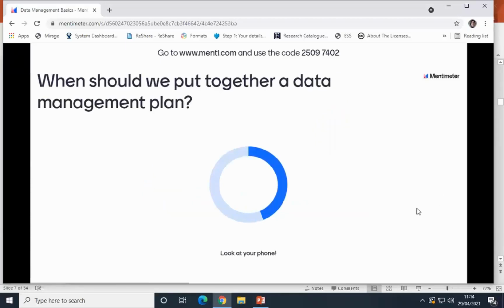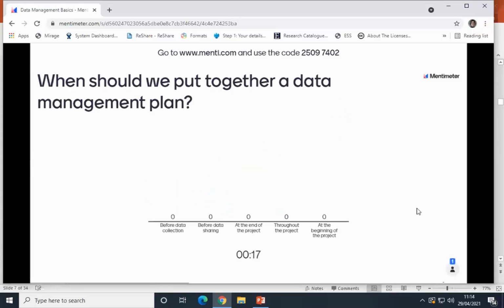Okay, when should we put together a data management plan? Is it before data collection, before data sharing, at the end of the project, throughout the project, or at the beginning of the project? Right, at the beginning of the project. And here I should probably explain that because of the version of Mentimeter we have, it's not possible to have multiple correct answers. But here, at the beginning of the project and throughout the project would be the correct answers.